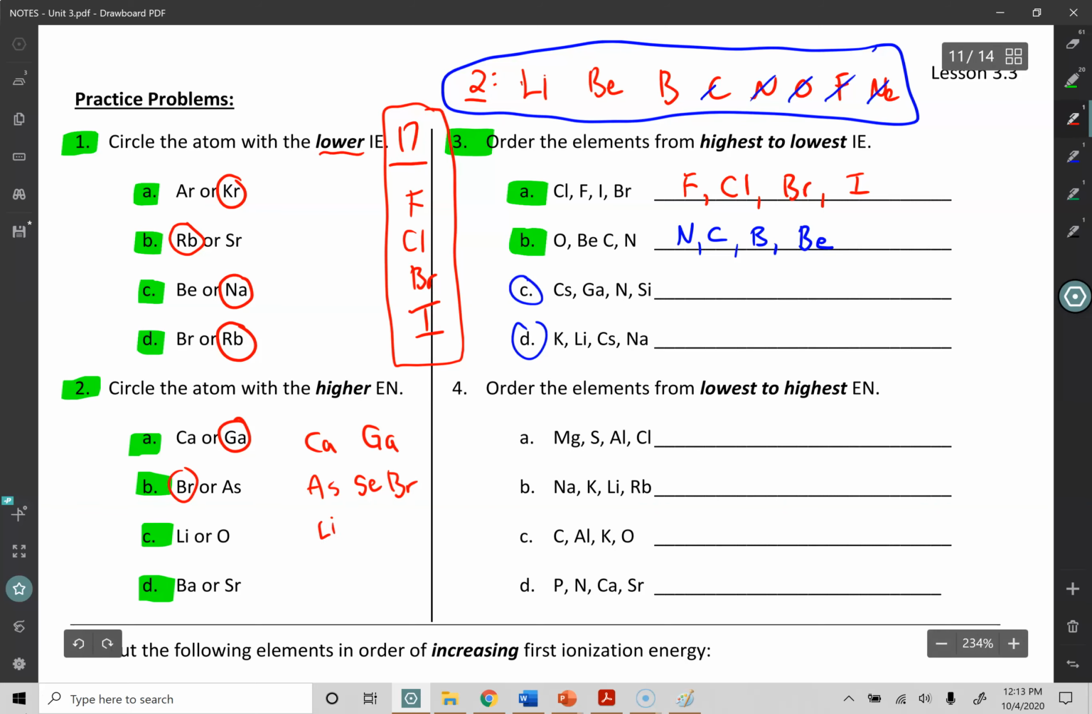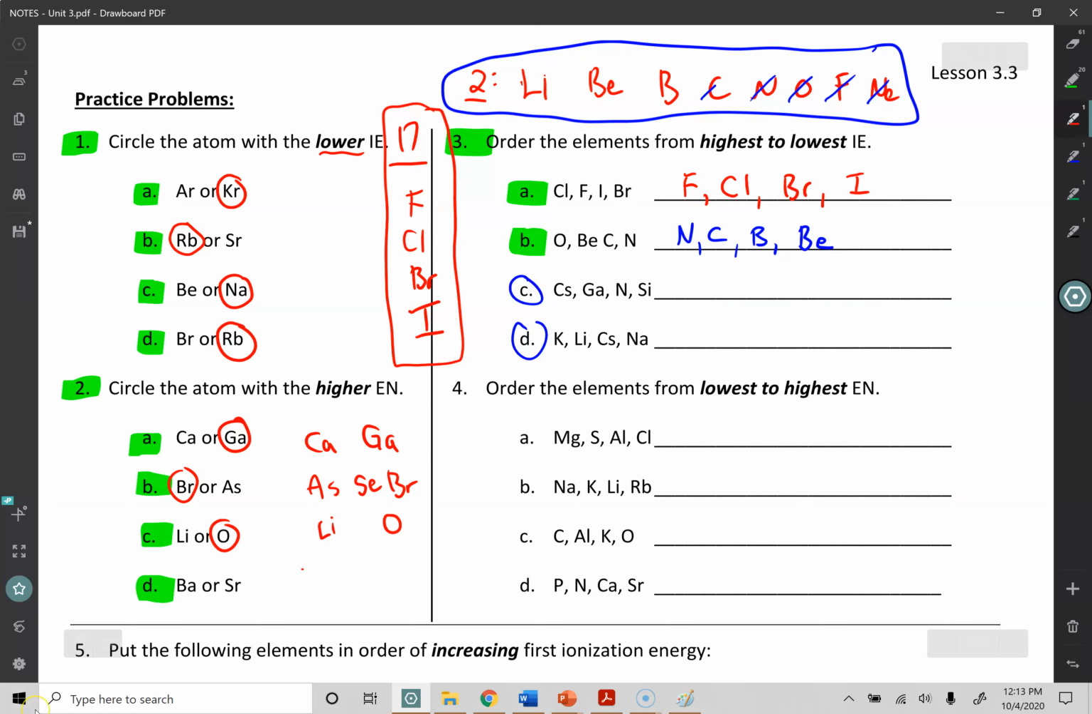Lithium and oxygen. My mistake, let's write those in the same horizontal line. Lithium is in group 1 of period 2. Oxygen is in group 16 of period 2. Oxygen is obviously further to the right, closer to fluorine. It's going to have the higher electronegativity.